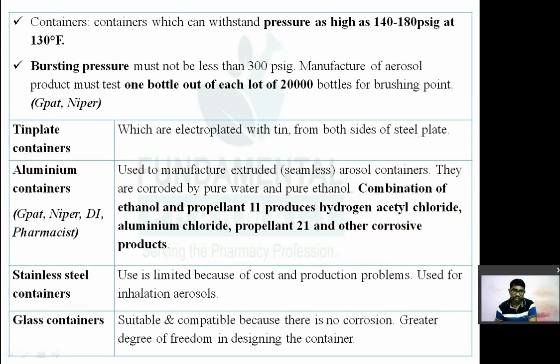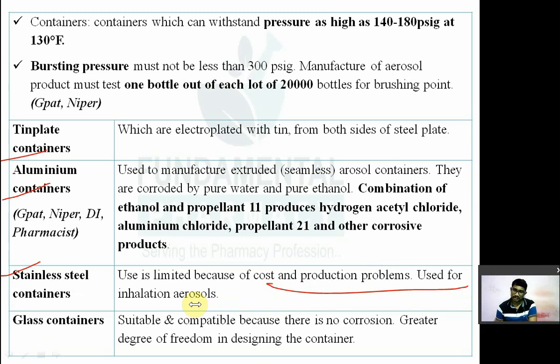So the first container was the tin plate container, second was aluminum, third is the stainless steel container. Stainless steel containers have limited use because they have very high cost, and also they are not molded, so you cannot mold them into a desired shape.